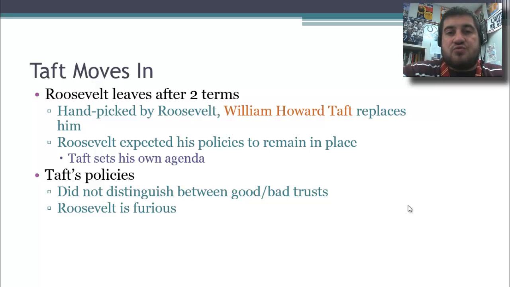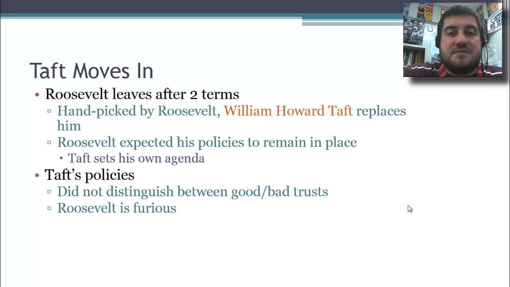After two terms, it really hurt Roosevelt to leave the White House, but he does. He wanted to run for a third term, but he promised after his re-election in 1904 that that would be his last one. And so William Howard Taft is the person who Roosevelt handpicks to replace him, and since he handpicked him, the people vote for him. Roosevelt expected his policies to remain in place, but Taft sets his own agenda. And basically his agenda was he did not distinguish between good trusts and bad trusts, and Roosevelt is furious.